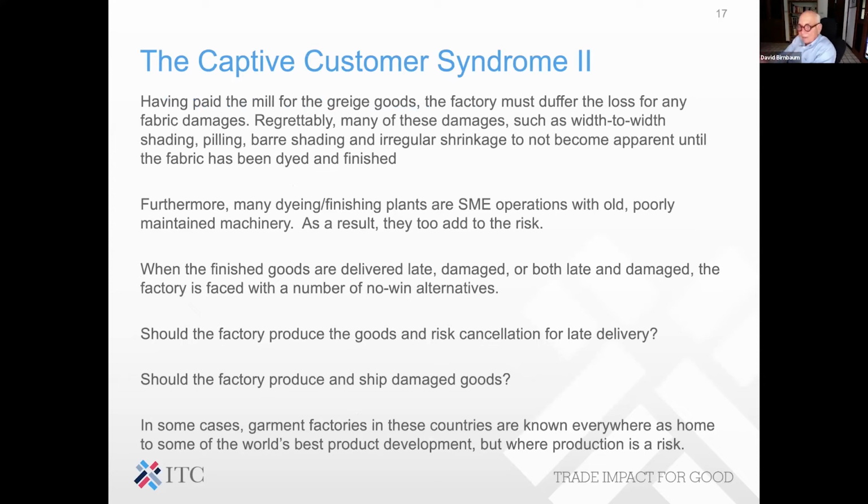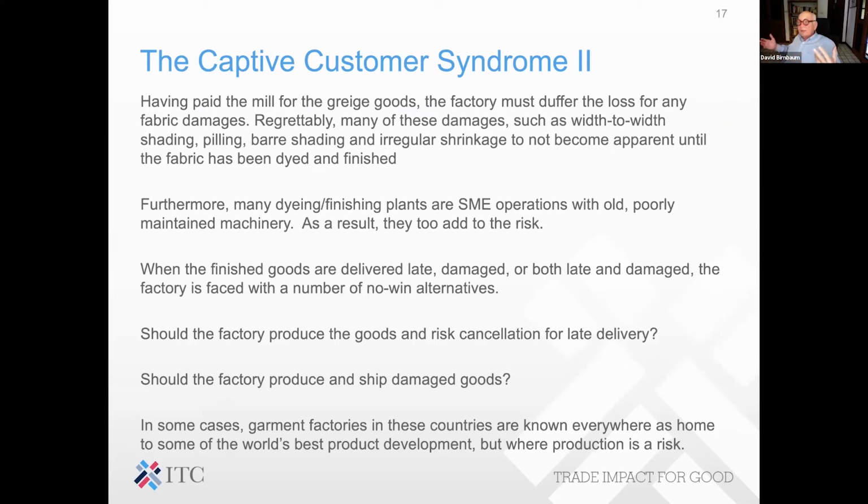If you buy fabric from a mill and it's what we call ready for the needle, dyed, printed, finished, that's it. If there's damage, such as we discussed, width to width shading, pilling, barré shading, irregular shrinkage, you can return the fabric. They delivered defective fabric. However, if you buy the gray goods and pay for the gray goods, and the dyer screws up, you're stuck. And this happens over and over again. It adds to the risk.